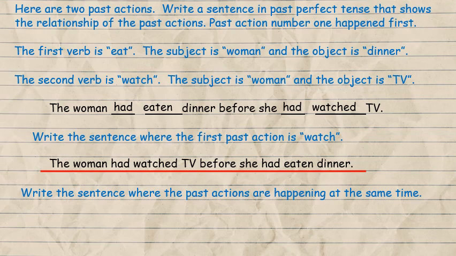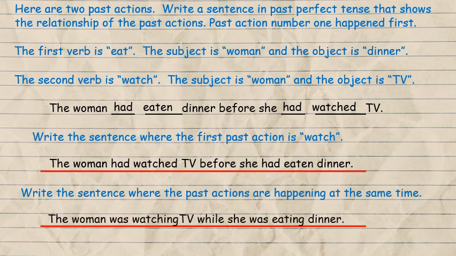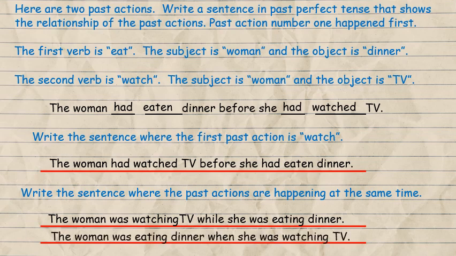Write the sentence where the past actions are happening at the same time. The woman was watching TV while she was eating dinner. Or, the woman was eating dinner when she was watching TV.